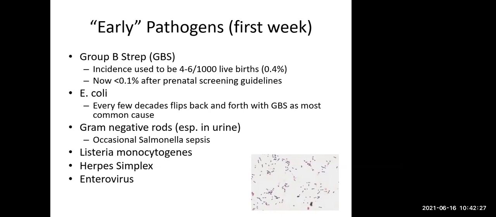For example, Listeria. Listeria is easily acquired from milk, the dairy product. Herpes simplex, for example, the mother has a genital lesion, genital herpes. Then the baby passes through there, contacts the lesion, so the baby gets herpes. And some get enterovirus from the GI tract. Okay, next.